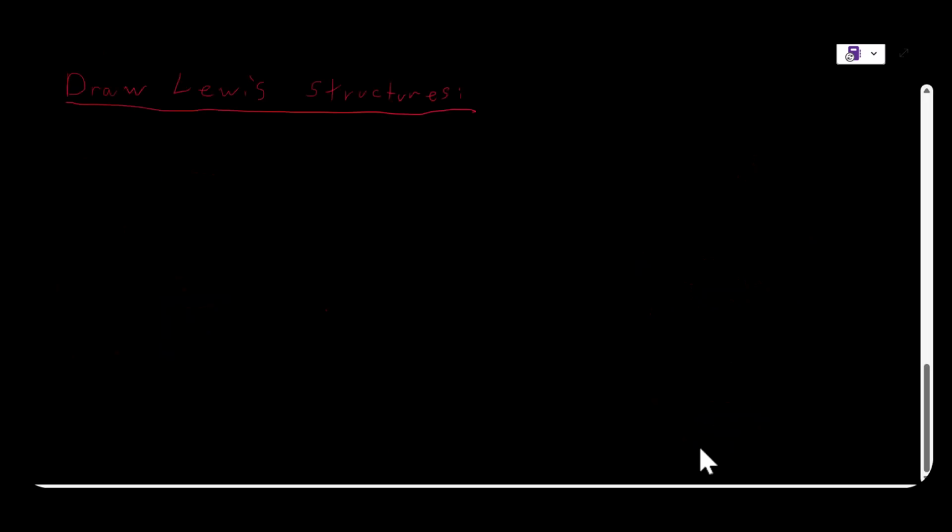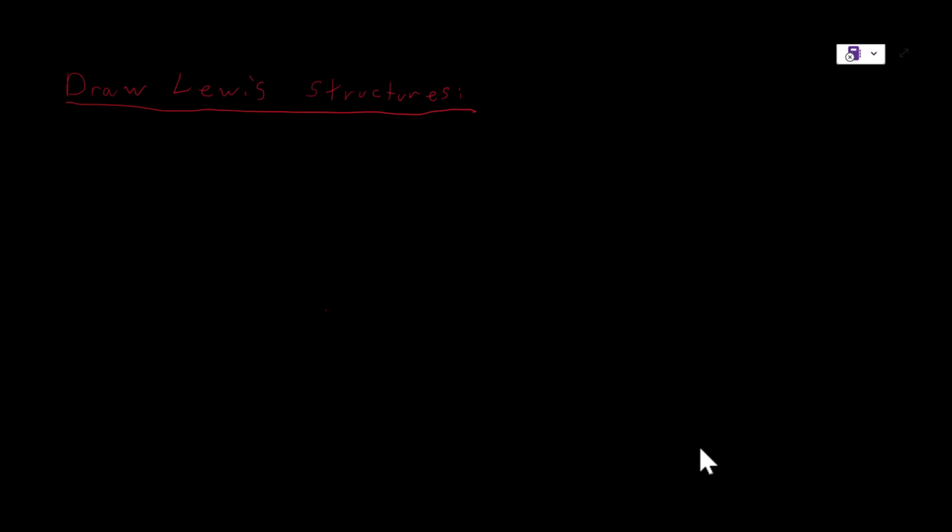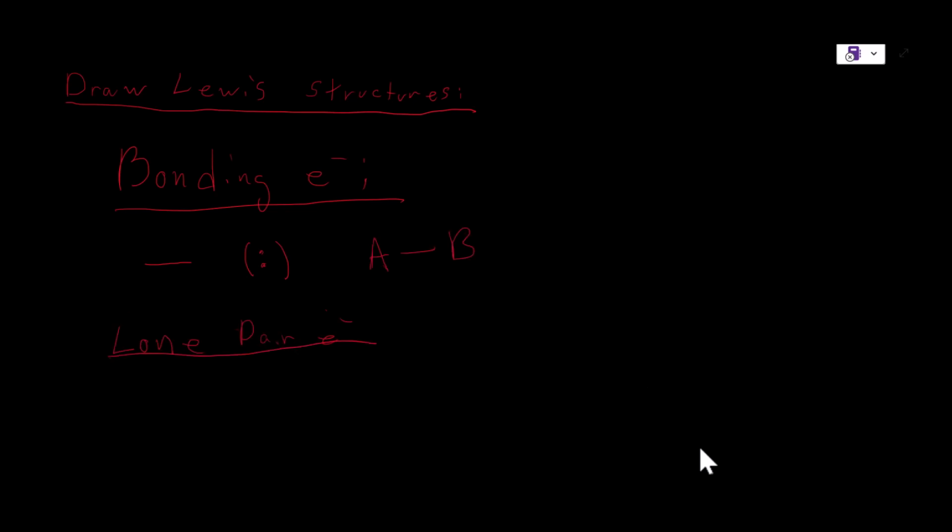So we have 2 terms, bonding electrons and lone pair electrons. Bonding electrons are represented by a dash, and they have 2 electrons in each dash, and a dash represents a bond between 2 atoms. The other term is what is called lone pair electrons, and they're exactly what they sound like. They are lone pairs of electrons.